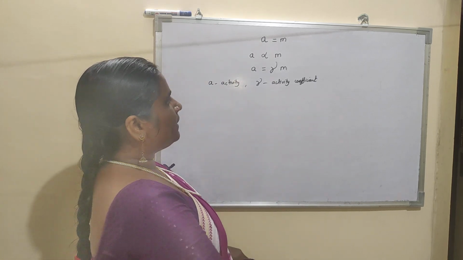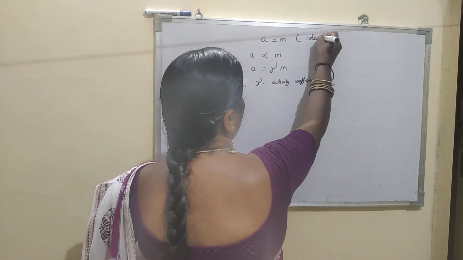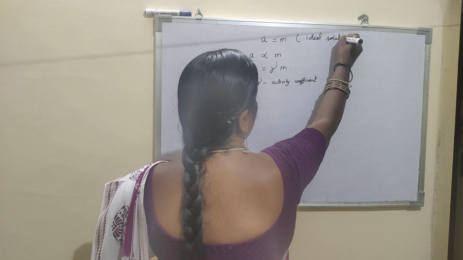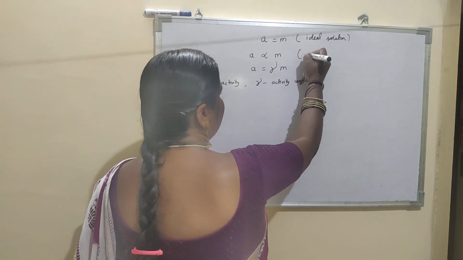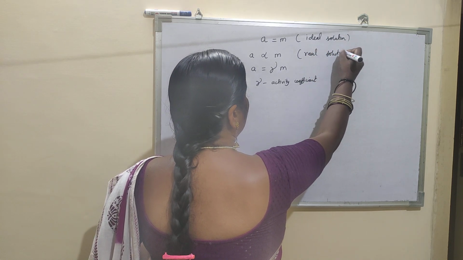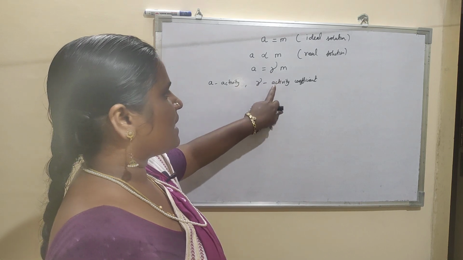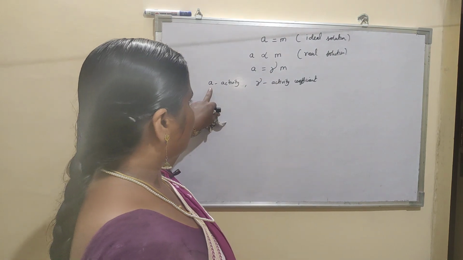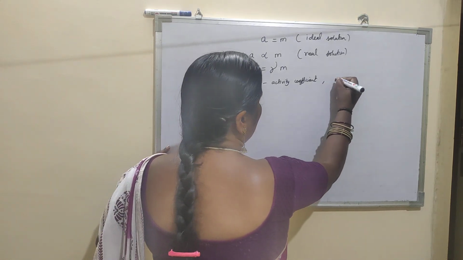So for ideal solution, activity equal to m. Okay, for non-ideal or real solutions, activity directly proportional to m. So we put the proportionality constant that is known as the activity coefficient, where a is the activity, gamma is the activity coefficient, m is the molality.